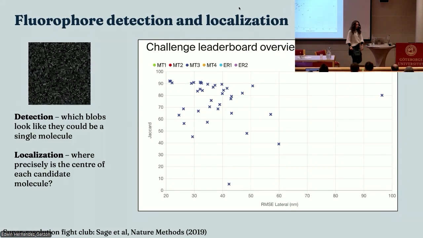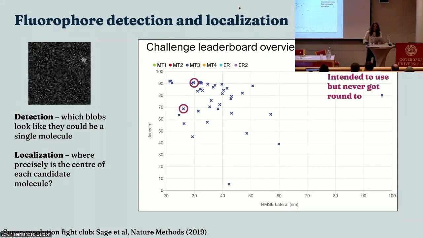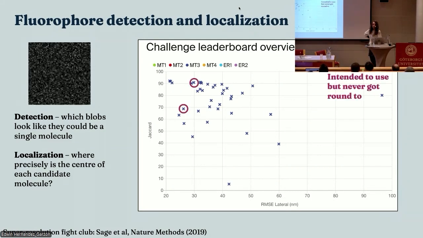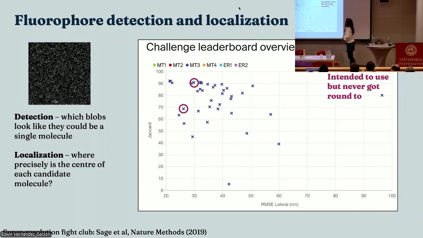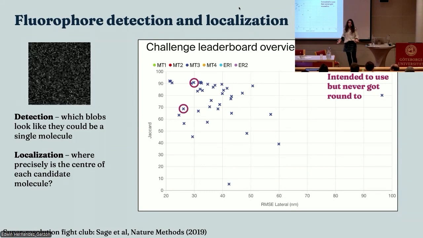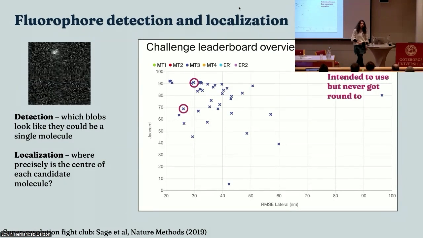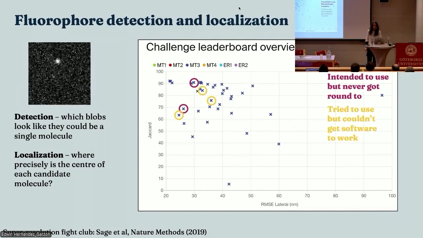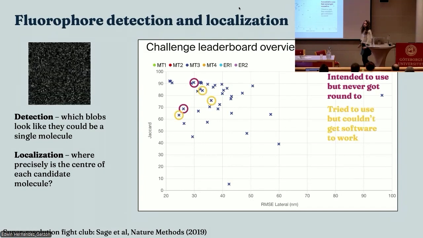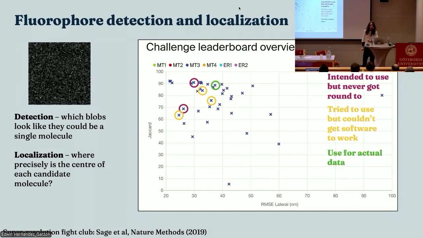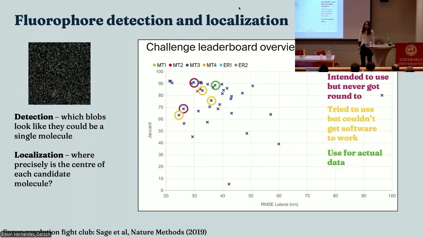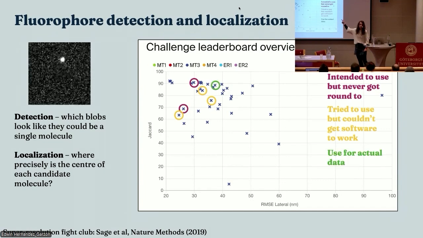Okay, so let's explore this data a bit more. What have I actually come across in the decade or so I've been in this field? I'm really caring about the analysis side of this field. So those ones are ones that I intended to use, but never got around to using. I've always been like, oh, I should try them out. These ones, I tried to use, but couldn't get the software to work. And one of these I use for my actual data, and it isn't even the best one, okay?